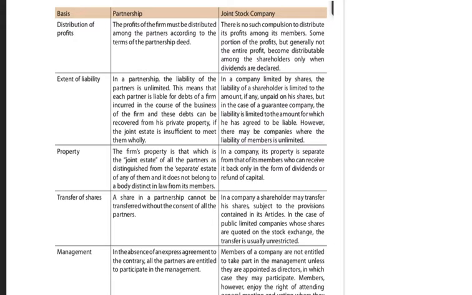Now, in the case of a company, there is no such compulsion to distribute its profit among its members. Some portion of the profit, but generally not the entire profit, becomes distributable among the shareholders only when dividends are declared. Companies usually declare dividends, but they do not declare a dividend of 100% of the profit. The company retains some of the profit with itself and distributes the other part between the members or the shareholders, but the company cannot be made liable for declaring dividends.